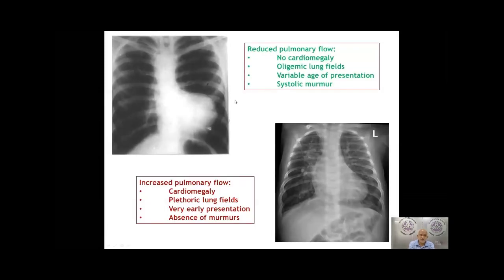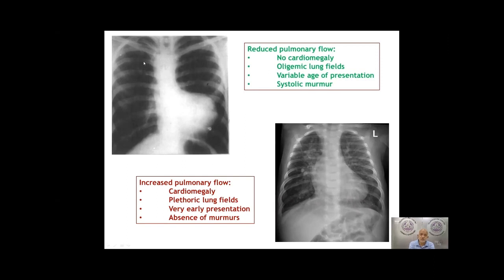So, coming to the classical X-ray pictures of reduced pulmonary blood flow. In reduced pulmonary blood flow, what is called Tet physiology, we get cyanosis, we get squatting, we get spells, and we get no history of heart failure. Typically, the patient's heart is normal size, cardiomegaly is not there. The lung is oligemic. So how to describe an oligemic lung field? You can see the pulmonary artery is empty, or what is called the pulmonary bay is empty. You can say that it is oligemic.